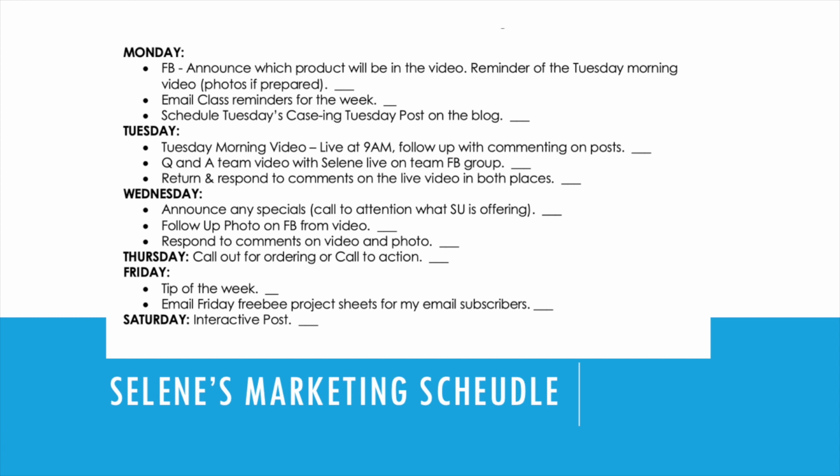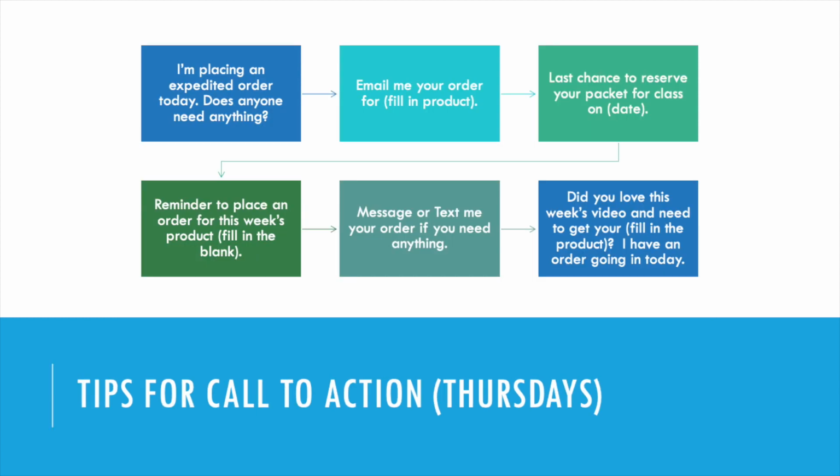Friday, I usually give some sort of tip of the week, how to use the product that we've been doing. I used to create an elaborate graphic, and I was finding that it wasn't working for me. So sometimes I might just snap a picture, and I could even combine that with an interactive post. And on Friday, I also email my customers a free project sheet for anybody who subscribes to my email page. Again, all of these things work better if you can keep consistent with whatever you choose that your marketing plan is going to be. So I had trouble with Thursday.